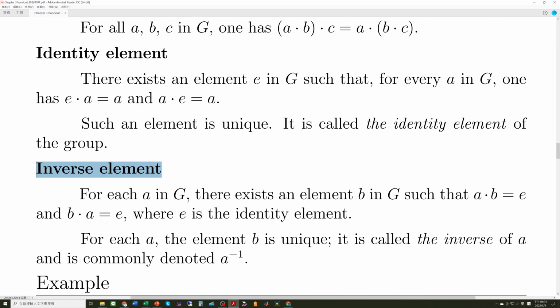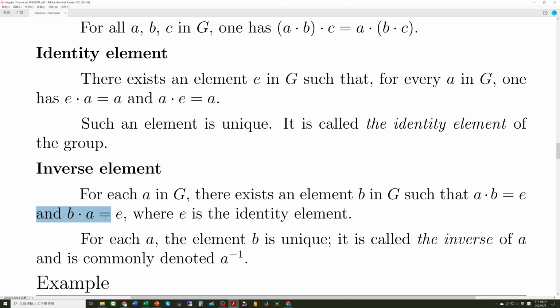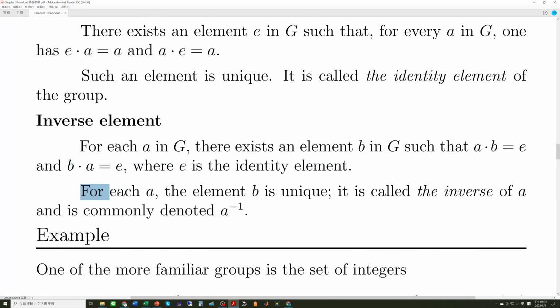Okay, third, inverse element. For each A in G, there exists an element B in G such that A dot B is equal to E and B dot A is equal to E, where E is the identity element. For each A, the element B is unique. It is called the inverse of A and is commonly denoted A to the power of negative 1.